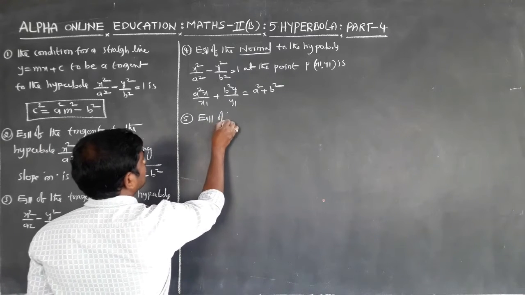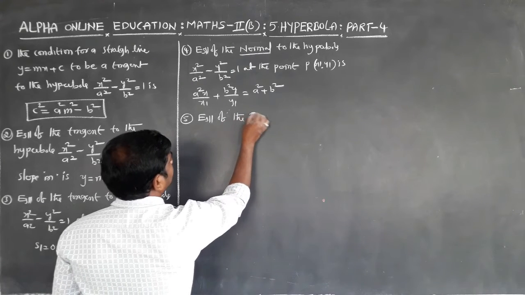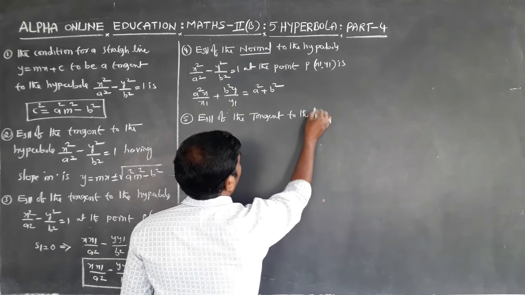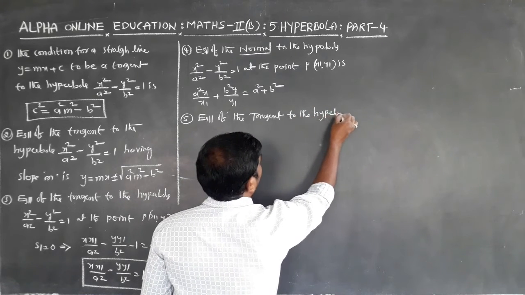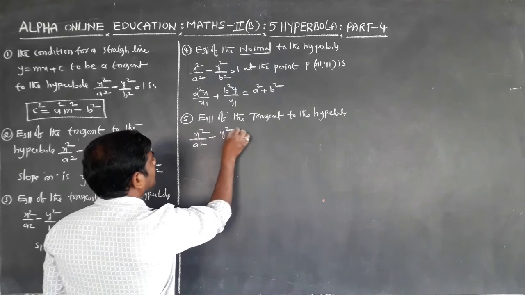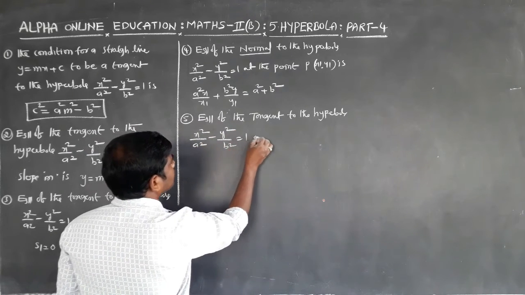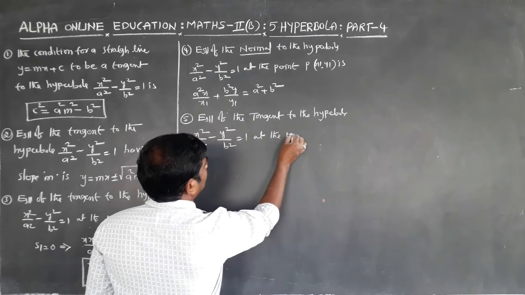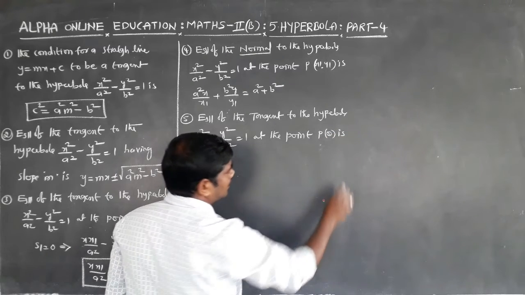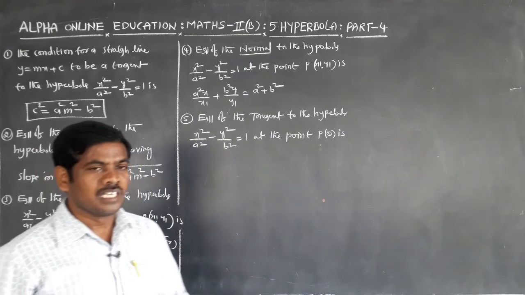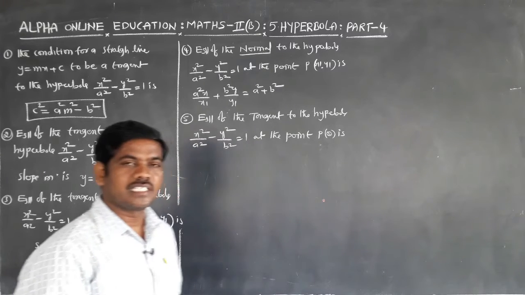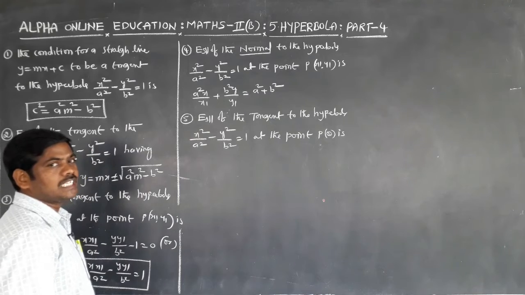Next one is equation of the tangent to the hyperbola x square by a square minus y square by b square equal to 1 at the point P of theta. P of theta means a secant theta comma b tan theta.